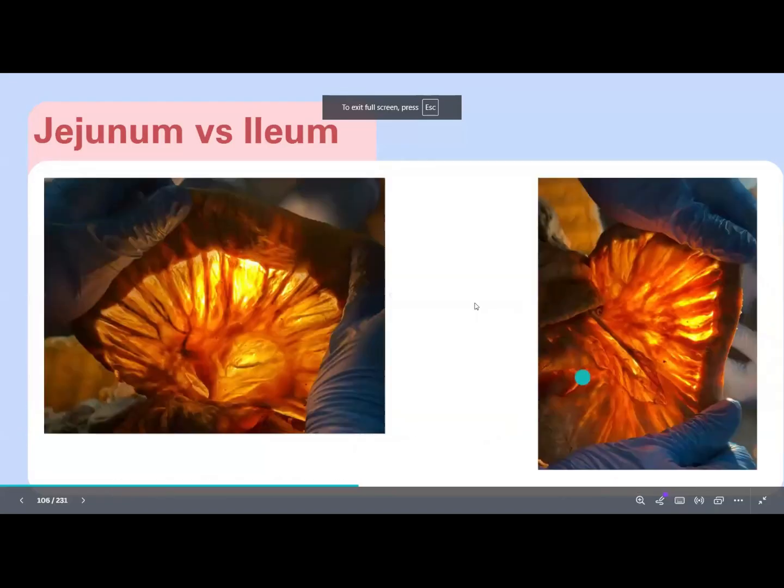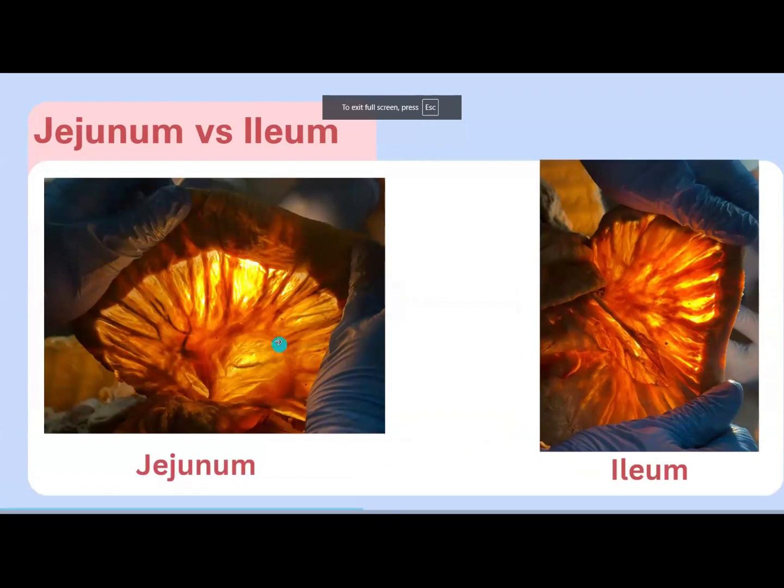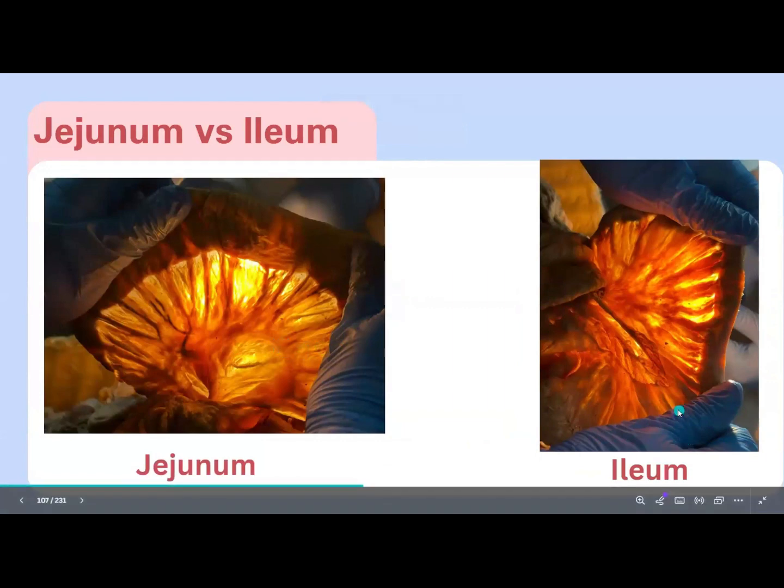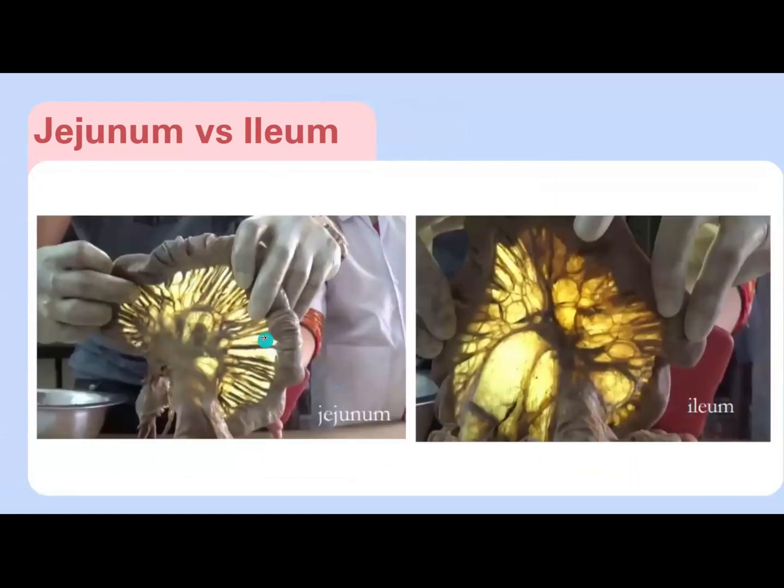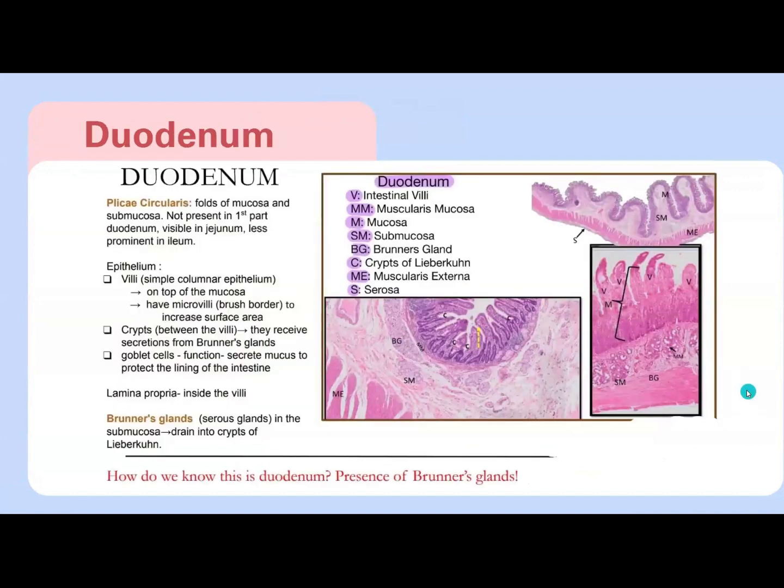So back to the question. Okay, yeah, you got it right. So the left one is the duodenum and the right one is the ileum, okay? And this is another picture from our lab committee, the duodenum and the ileum from a different cadaver. Now, we're going to go into the histology. Is the anatomy part clear?